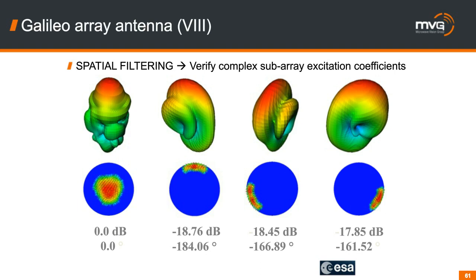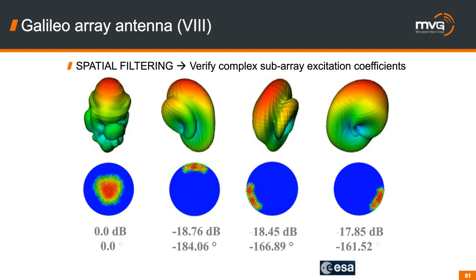Finally, the complex excitation coefficients of the four subarray sections have been obtained by computing for each section the total radiated power over the full sphere and taking the phase value in the boresight direction. The obtained complex coefficients, normalized with respect to the central section, are reported below each element. The determined complex values are in line with expected values, especially regarding the amplitude. The obtained excitation phase is also quite good.